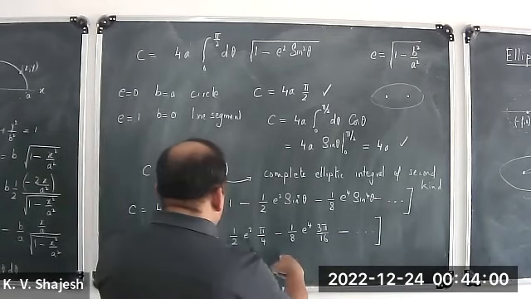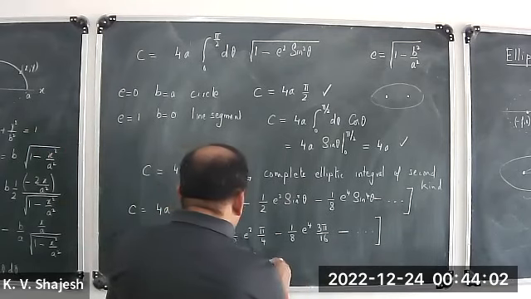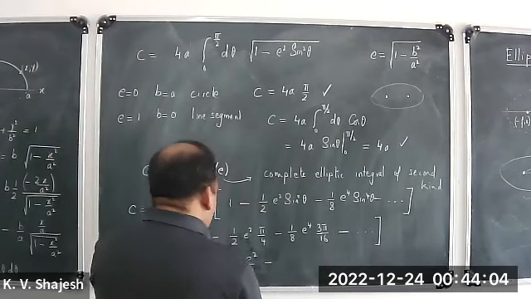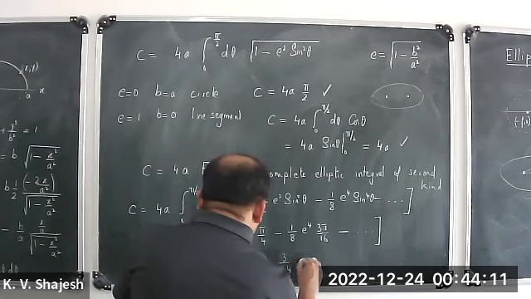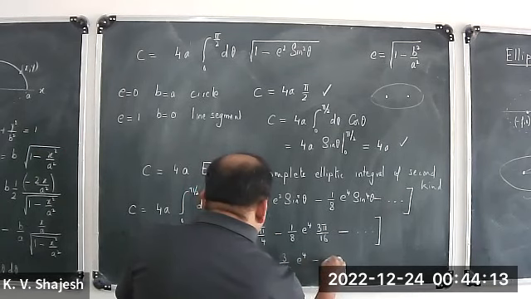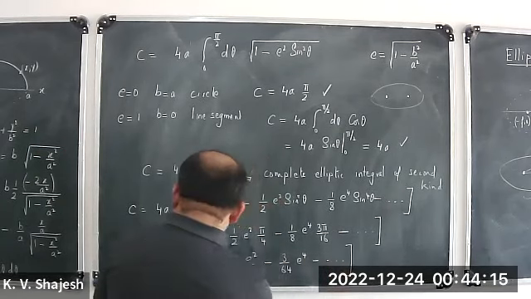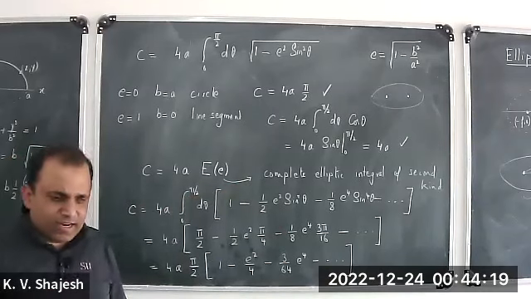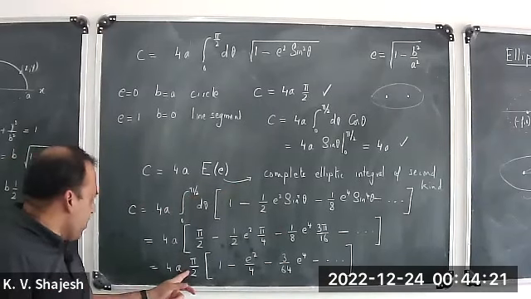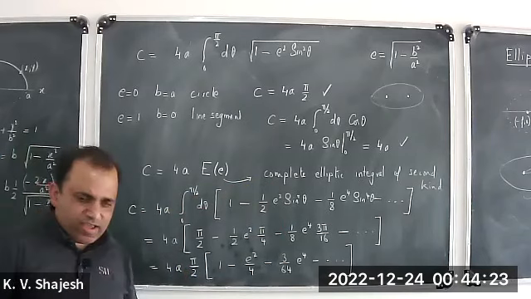Right? And 2 comes out, so that's 3 by 64 times e raised to 4 minus, which is the standard power series representation for the complete elliptic integral, with that pi by 2. That's one way you can proceed.